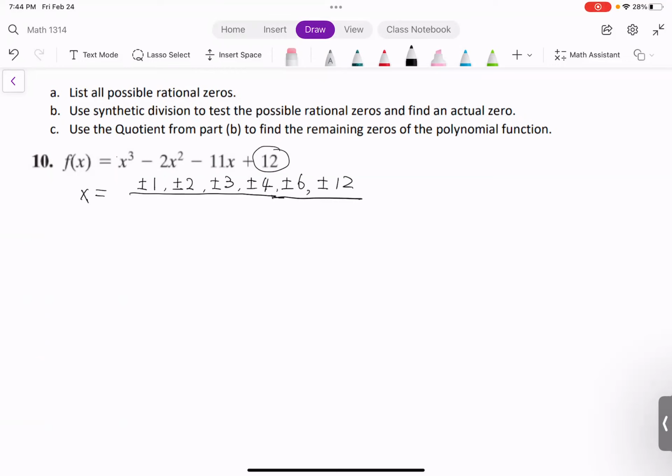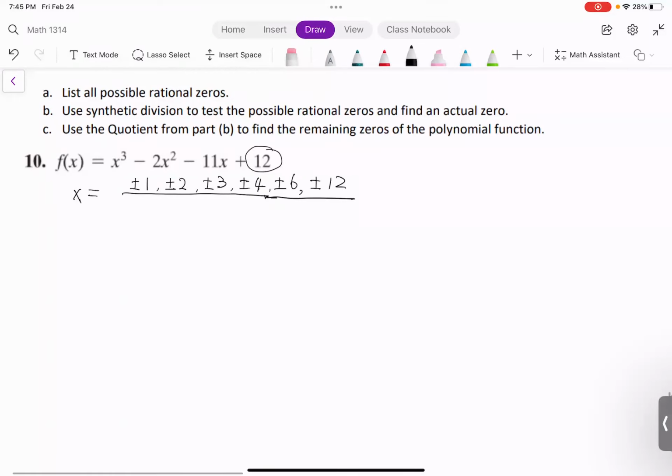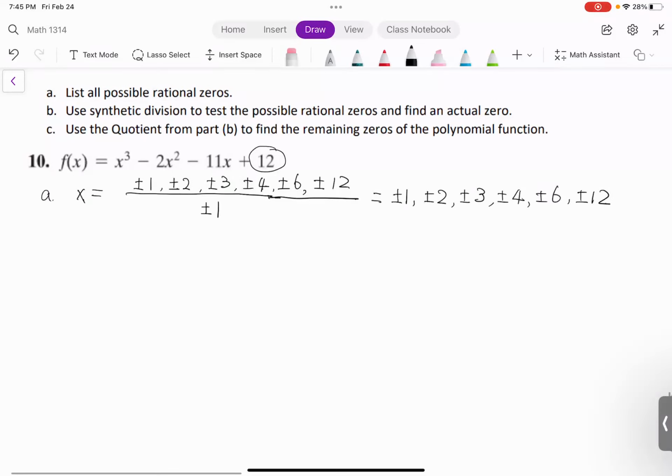And the bottom, here is 1, so it's easy to find the factors. We only have positive or negative 1. So all the possible rational zeros are positive or negative 1, positive or negative 2, positive or negative 3, positive or negative 4, positive or negative 6, positive or negative 12. Just find the ratio, top and bottom. And then this is A, and what is B?